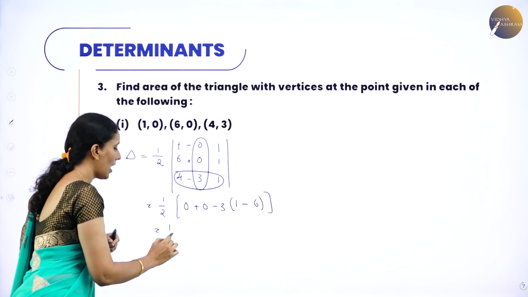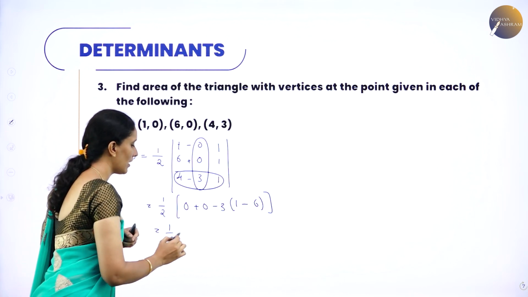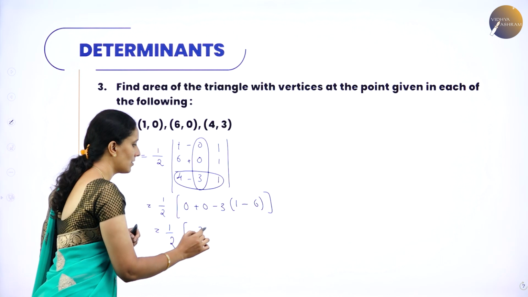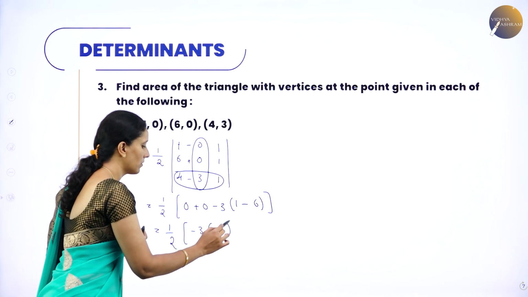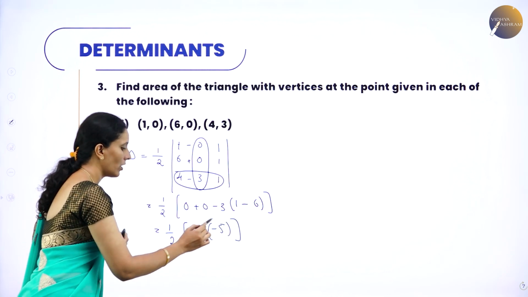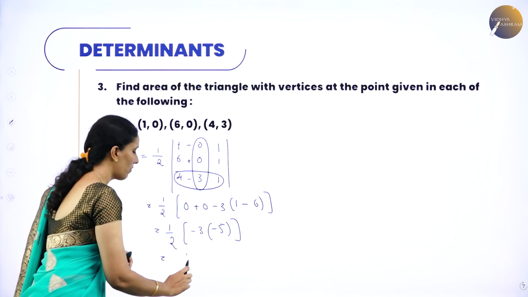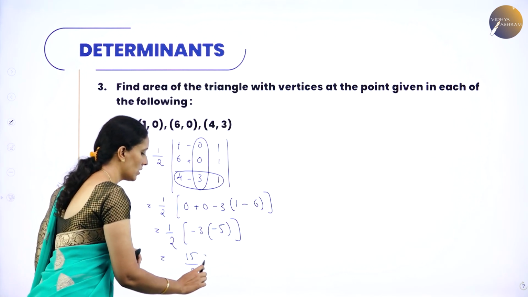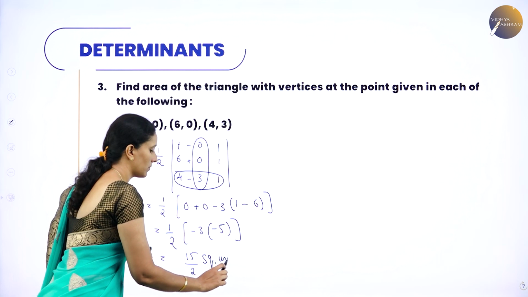So, here we get half, and minus 3 into minus 5. So, we get 3 5s are 15. So, we get 15 by 2 square units.